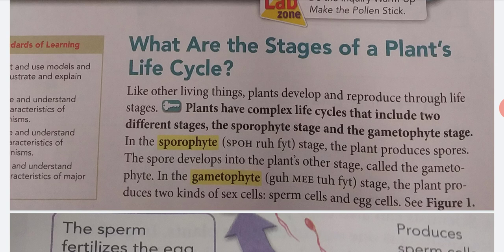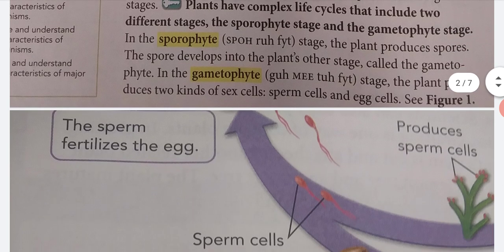In the sporophyte stage, the plant produces spores. The spore develops into the plant's other stage, called the gametophyte. In the gametophyte stage, the plant produces two kinds of sex cells: sperm cells and egg cells.